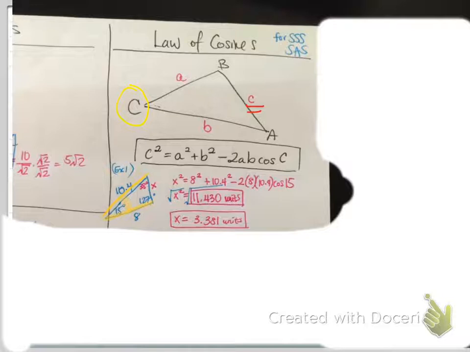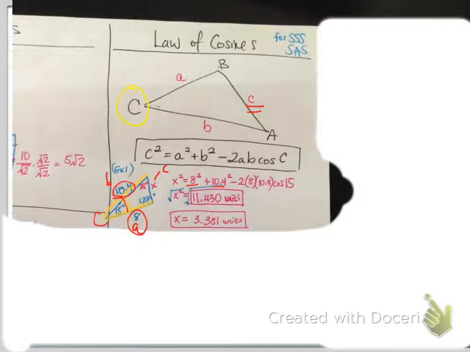Technically you could use the law of sines for this, and in fact that's easier, but I just want to show you how you could use the law of cosines. In this case, this would be your a and your b, and this would be my missing side c. I called it x. The angle that you do know would be big C. So x squared, or c squared, equals a squared, which is 8 squared, plus 10.4 squared, which is b squared, minus 2ab, so 2 times 8 times 10.4, times cosine of this angle, which is cosine 15.